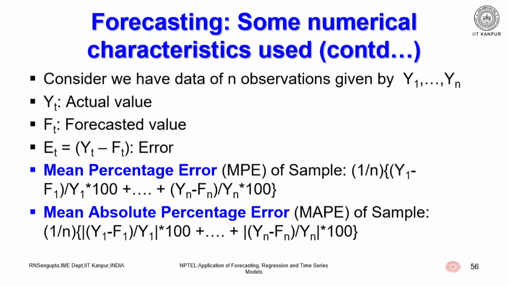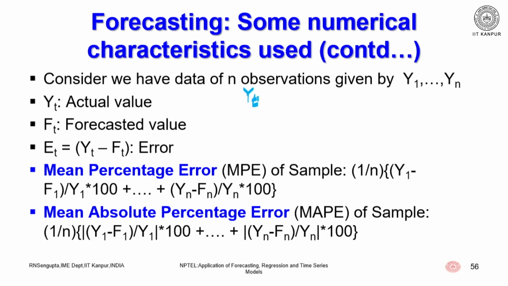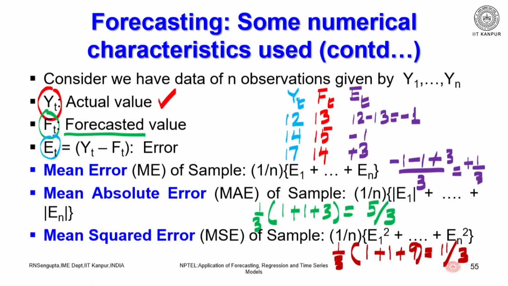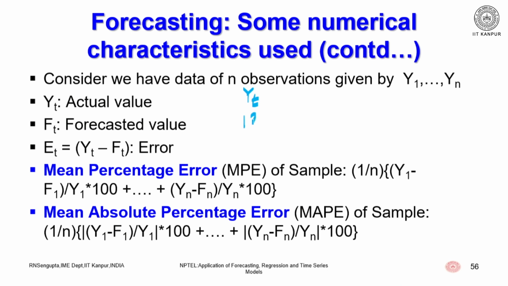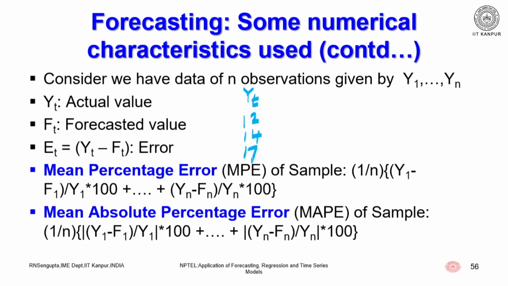So, if I have, say for example, the data which I have utilized, I will use the blue for y and the values were, if I just go back to the last slide, it is 12, 14, 17, then I have the forecasted values, it is 13, 15 and 14, and if I have the error E t, the error values were basically -1, -1 and plus 3.